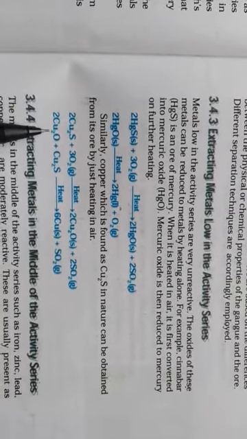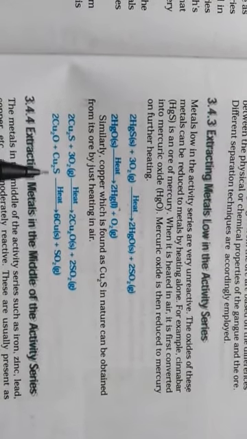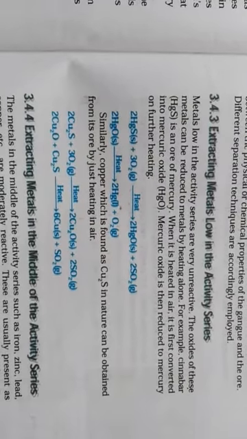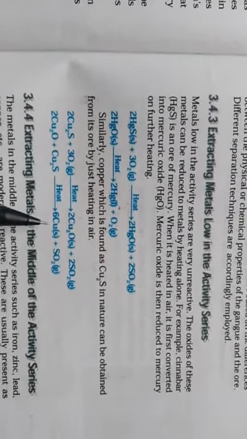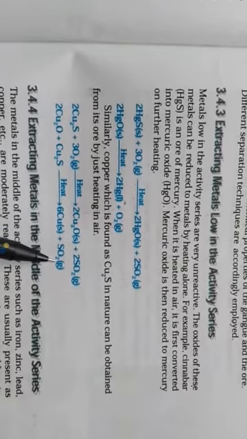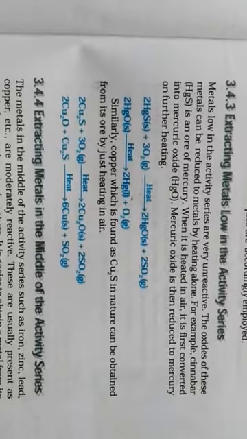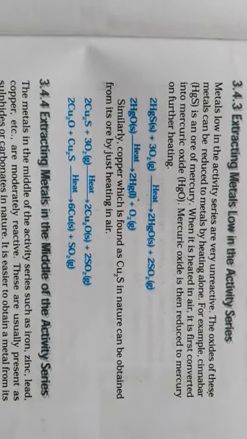But here, what is done is this oxide of copper again combines with this copper sulfide, okay, and as a result we are getting copper and sulfur dioxide gas. So ultimately, here are the two examples taken for extracting metals which are placed low in the activity series.